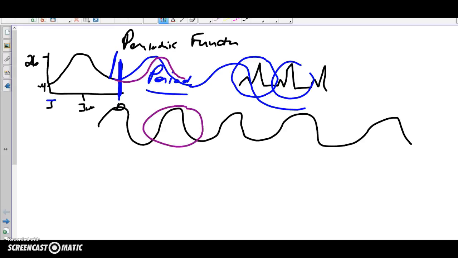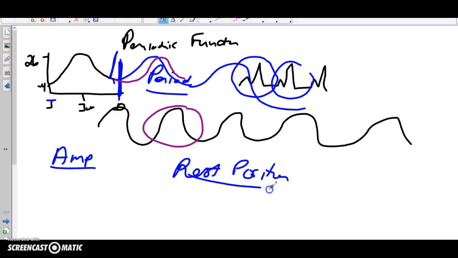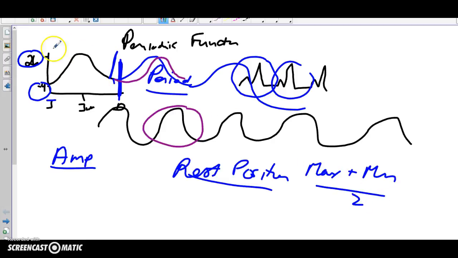Okay, the next thing we might want to look at is something called the amplitude. We also have something called the rest position. So let's start with rest position because it'll help us get the amplitude after. So here's our max value and our min value. If you take the max and the min and you add them together and divide by 2, you'll get the rest position or the middle.